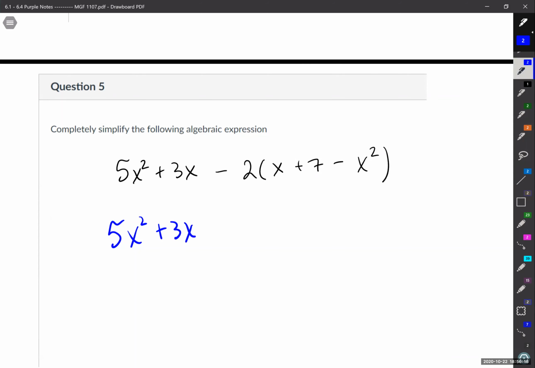-2 times x would give us a -2x. -2 times 7 would give us a -14. -2 times -x squared, we would need to remember negative times negative is positive. So that would actually turn into a positive 2x squared. Now we've simplified all the distributions that we could. We now combine like terms. I'll give everybody a second to do that.